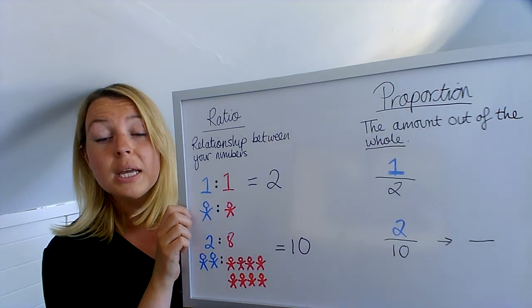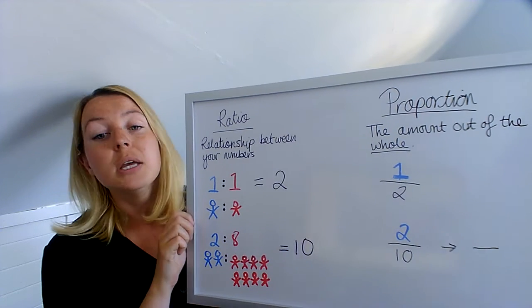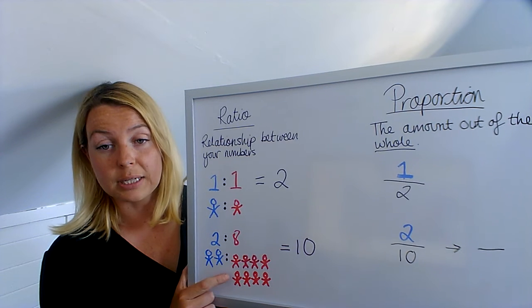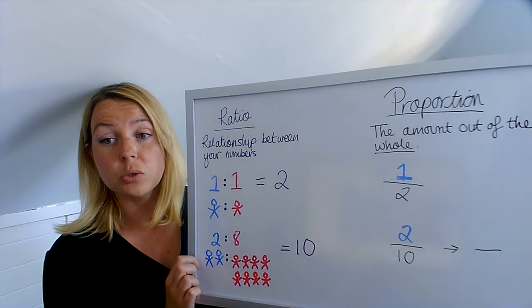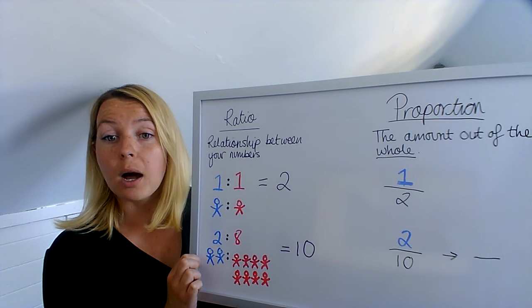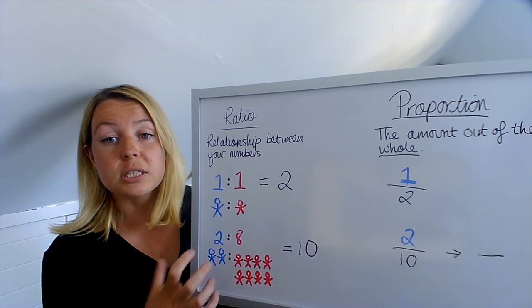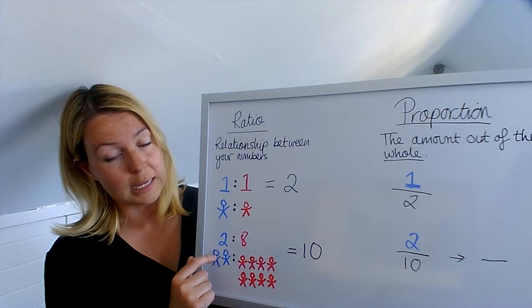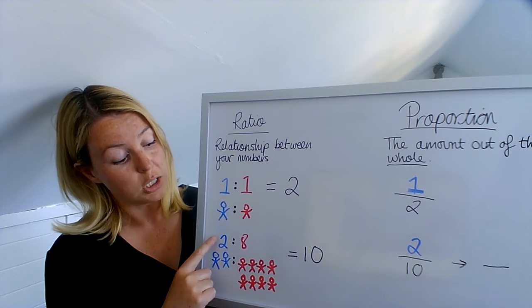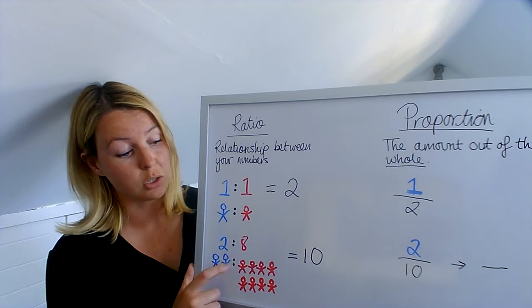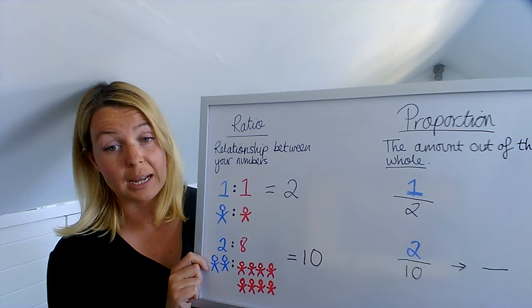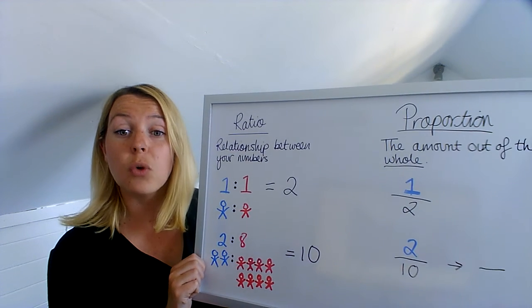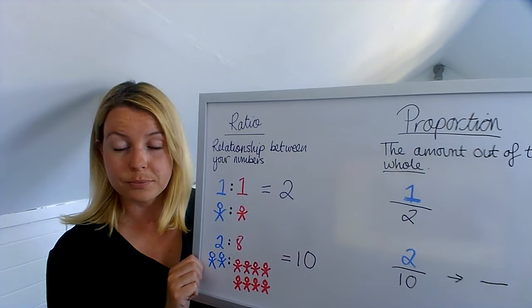So let's just have a go at the one below that also. So we've got a picture of 2 adults to 8 children now. So that's the relationship, 2 to 8. So I could multiply that up or divide it down as long as the relationship stays the same. So there are 4 times as many children as adults. So I could divide this side by 2 and divide this side by 2 and have 1 to 4. The relationship's the same. There are still 4 times as many children as adults.